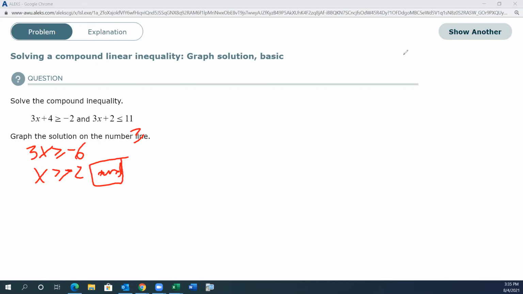Subtract 2 and divide by 3. So x greater than or equal to negative 2 looks like that.